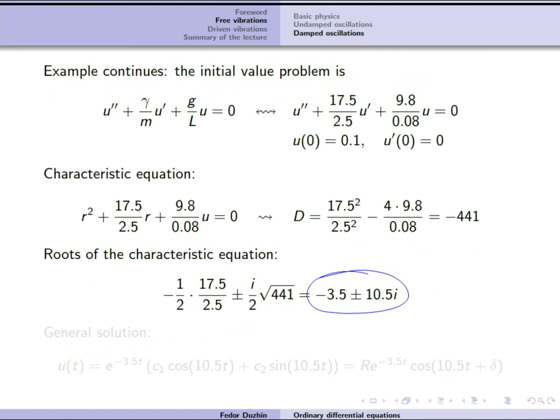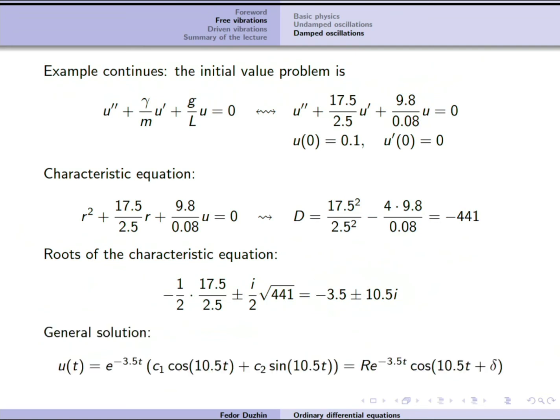Because we are dealing with oscillation problems, the real part is always going to be negative. Right? Because later the real part goes into the exponent, and it has to be negative so that oscillations are truly decreasing. And the imaginary part goes into the sine and cosine, right? So that's the general solution.